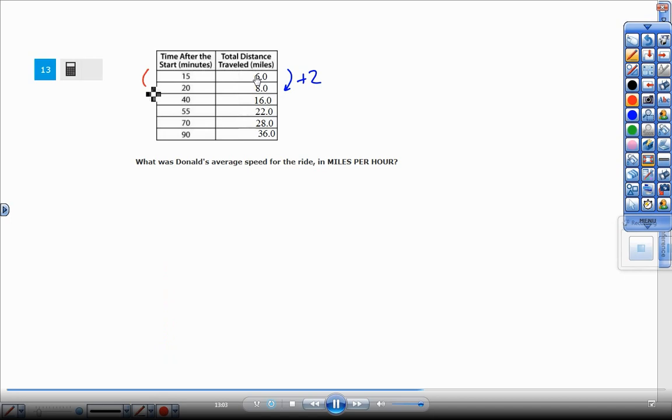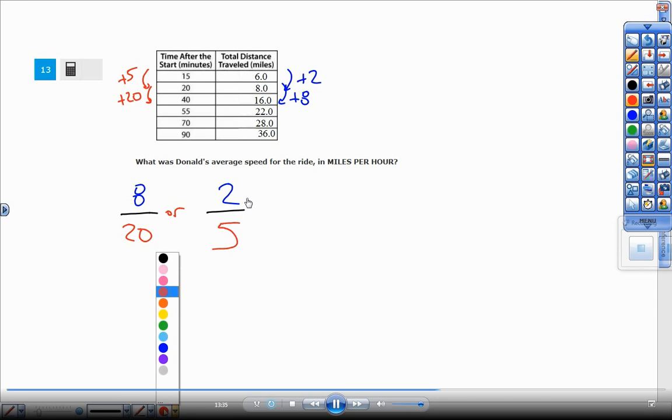So going up, my miles going up by 2. Here, time going up by 5. Here, going up by 20. But here is going up by 8. These will give you the same ratio. So 8 over 20, or 2 over 5, or any of the other change in y over change in x will all give you the same ratio for this problem. So 8 over 20, or 2 over 5, which I'm going to use because they're smaller numbers.